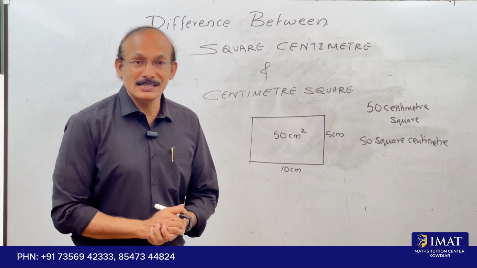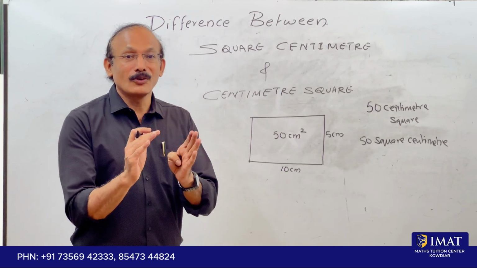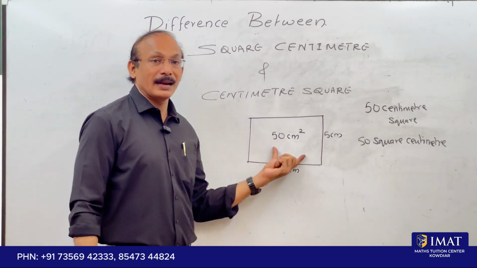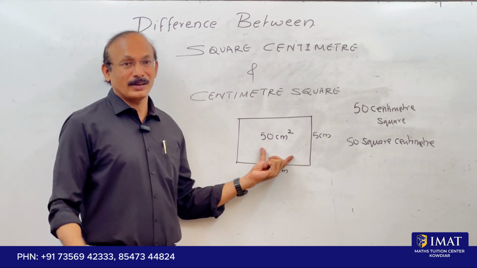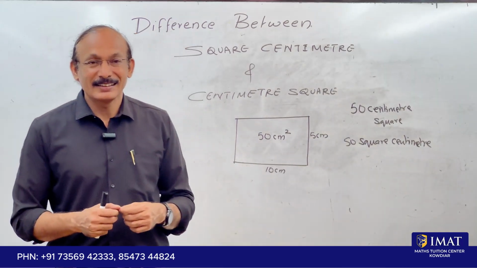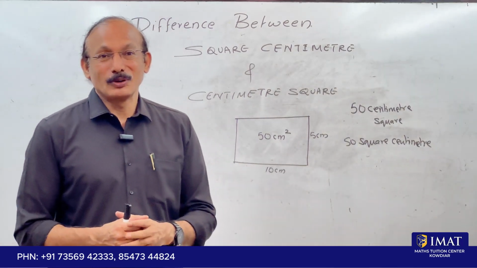I hope the idea is clear. So children, from now onwards, don't make this mistake. This should be read as 50 square centimeter, not 50 centimeter square. Isn't it interesting? Children, you should not make any more mistakes.